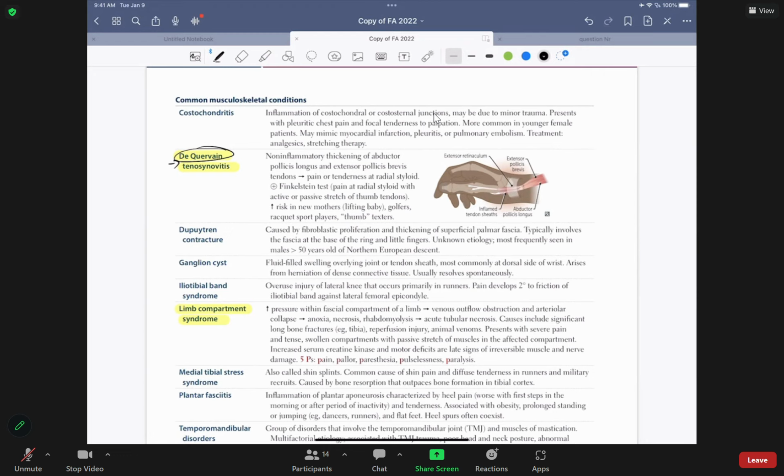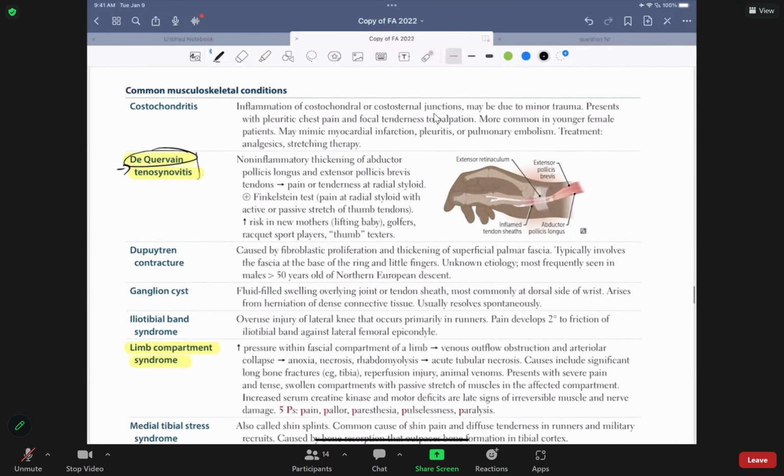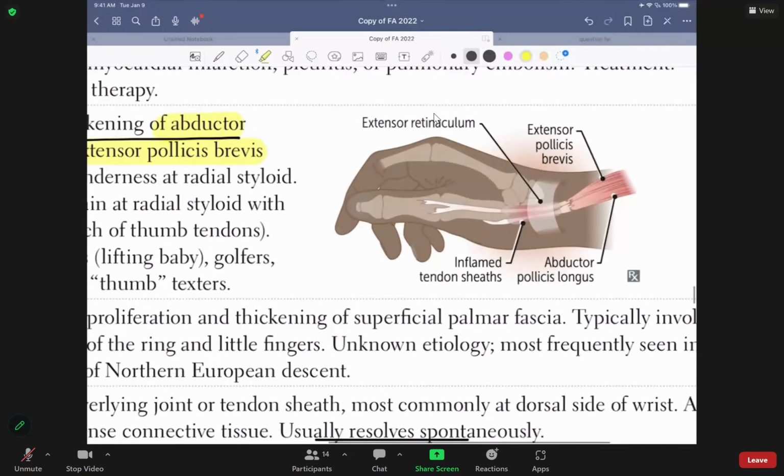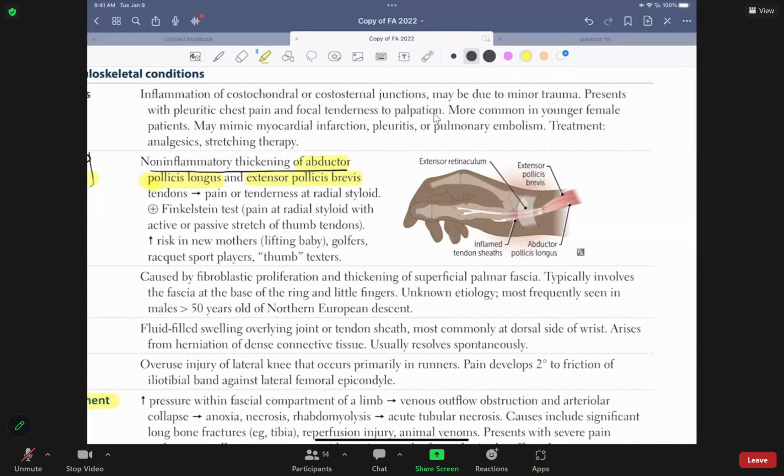Okay. So this is De Quervain tenosynovitis. At that time I mentioned, okay, this is a disease where it's very painful. Non-inflammatory thickening of abductor pollicis longus and extensor pollicis brevis. They ask you the name of the muscle tendon. Okay, they do. These are the 2 tendons. They're showing it here. Now let's talk about this. That's for this thumb.